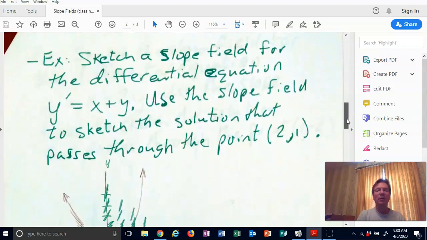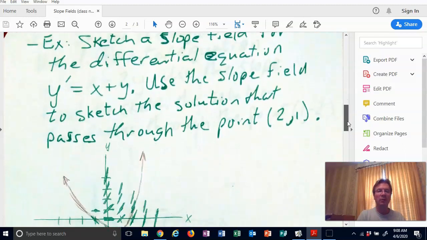So here's the first problem. We're going to sketch a slope field for the differential equation, and this is what it looks like. Y prime is equal to x plus y. So that's our differential equation. First derivative is equal to x plus y. What we want to get here is the graph of the solutions to this differential equation. And then we'll want to get the graph of a solution that has to go through a certain point. So this would be a more specific solution because it's going through this point. The slope field will give you all the solutions, but we want the specific one also.